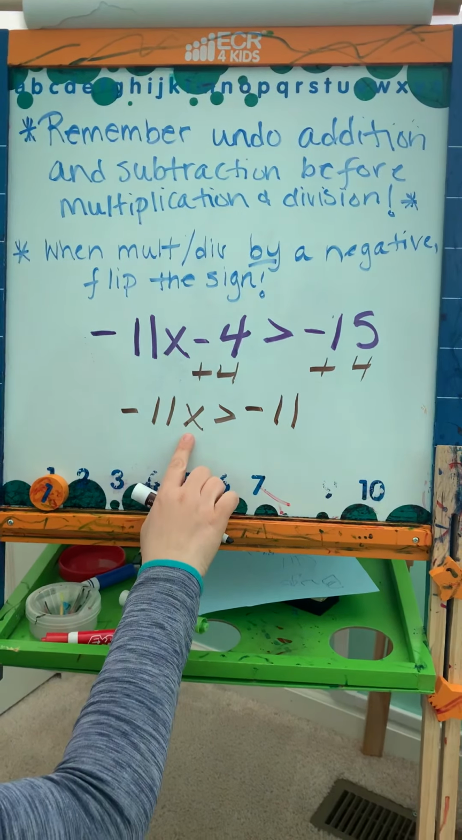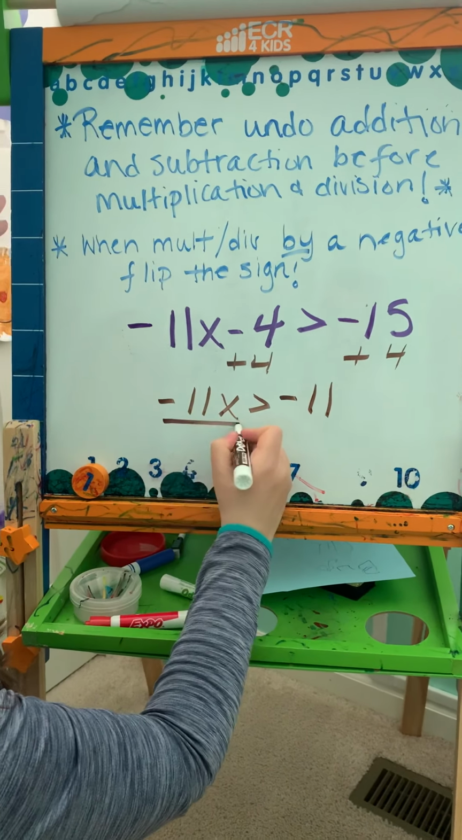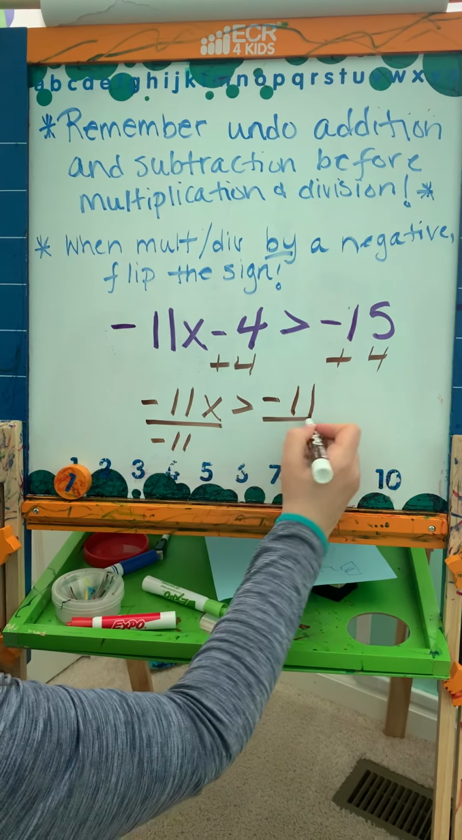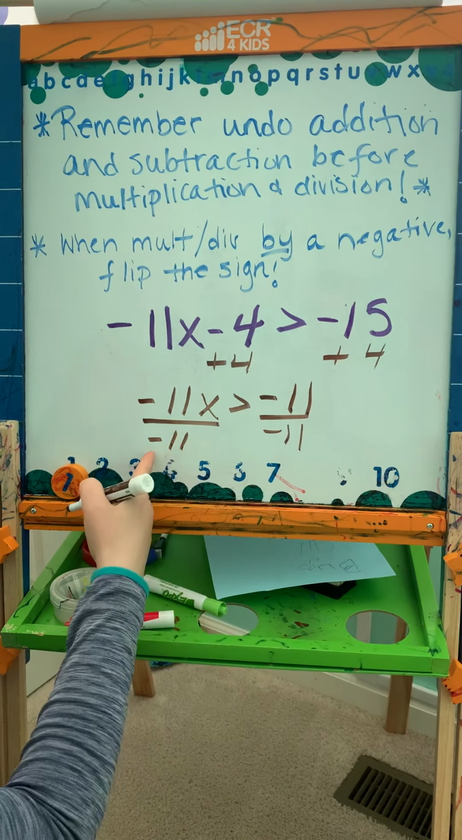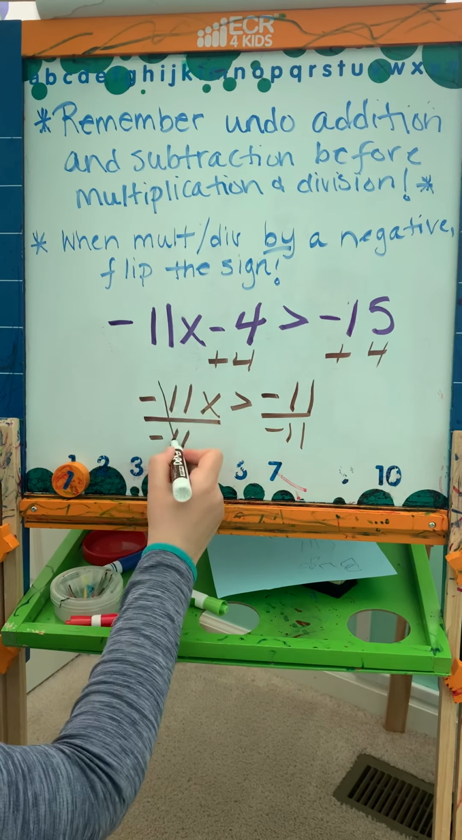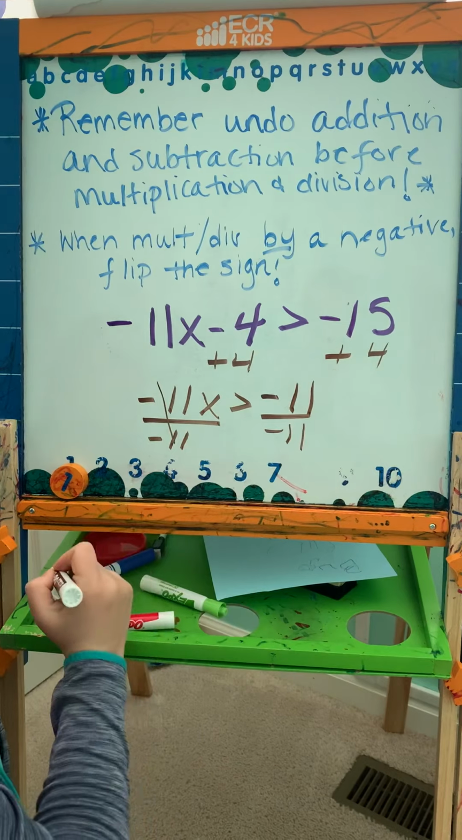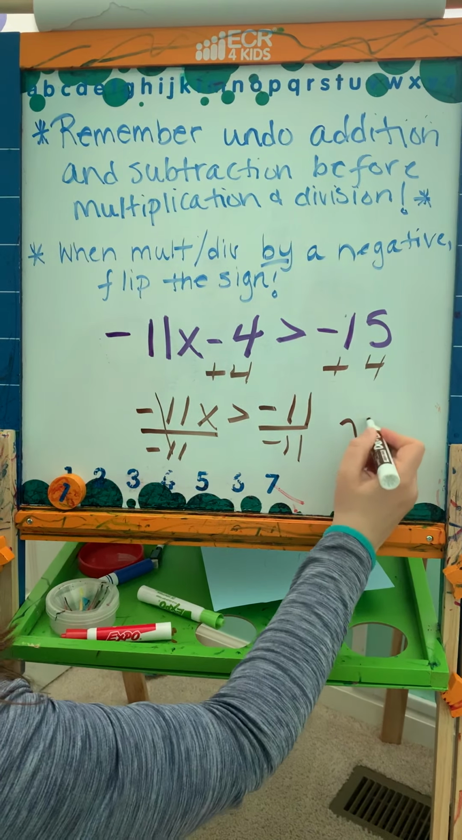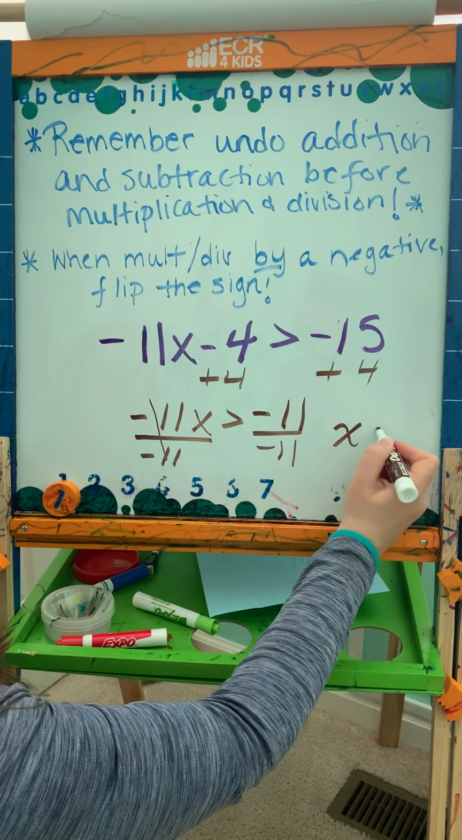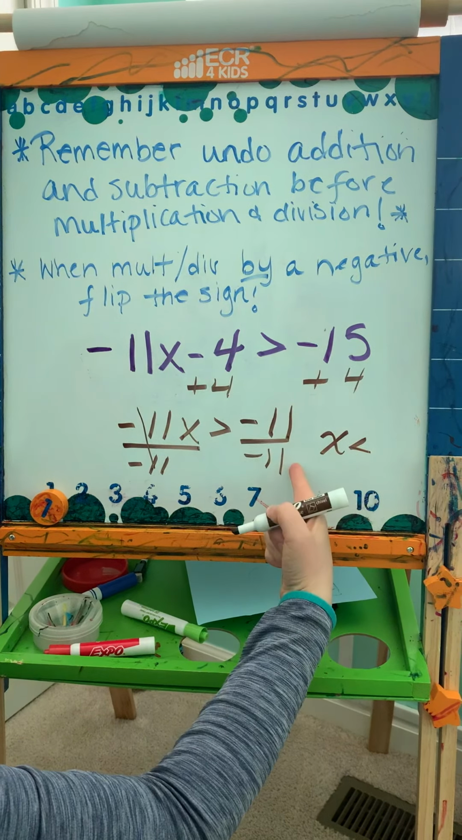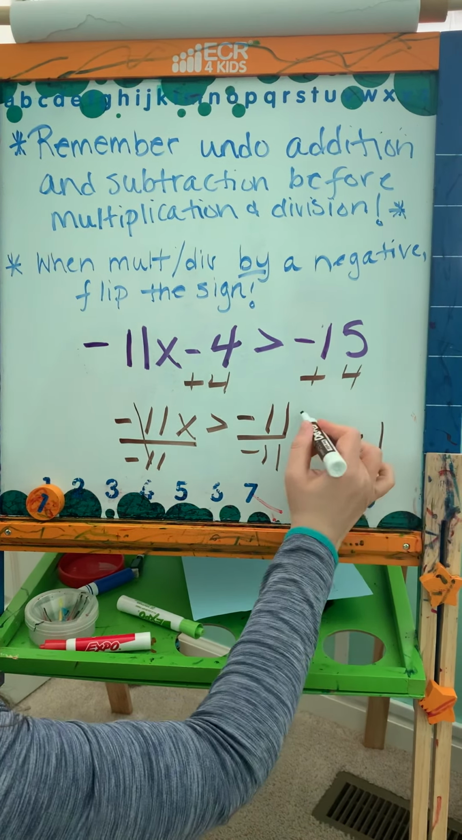Now I have to solve for x. I have to isolate x, so I'm going to divide both sides by negative 11. Because this 11 is negative that I'm dividing by, that's what tells me I have to flip my sign. So that leaves me with x is less than negative 11 divided by negative 11 is positive 1.